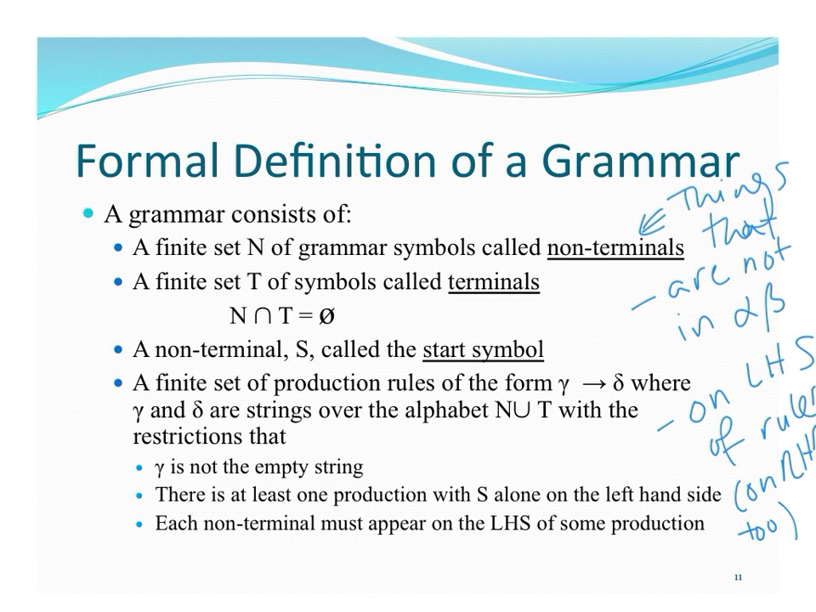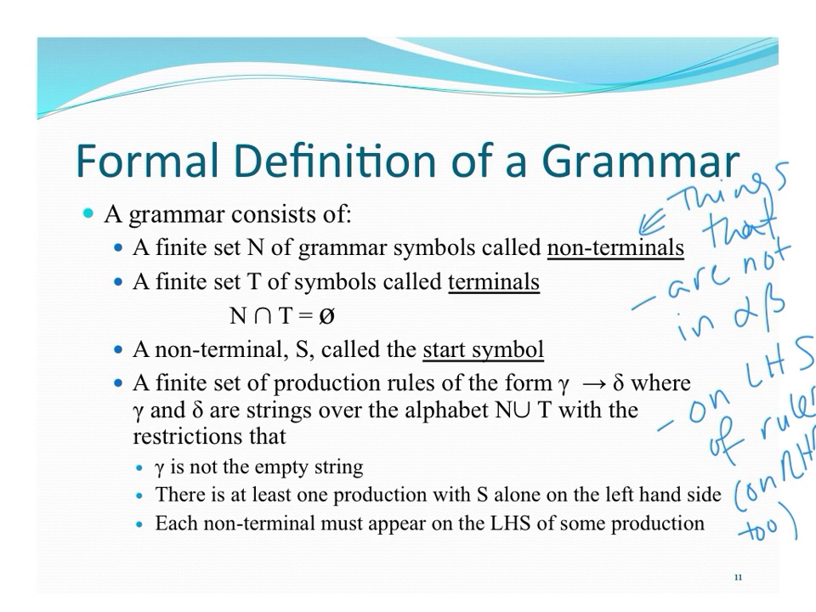And then we need a set of production rules. Notice that we say finite. You can't have an infinite set of production rules. And they take the form that we've seen, where it's gamma arrow delta. And effectively, what this is saying is, look, gamma, the thing on the left, can't be empty. You've got to have at least one rule that has S by itself on the left-hand side. And all of the non-terminals have to be on the left-hand side of some production. So the non-terminals have to be on the left-hand side. They have to be expandable.